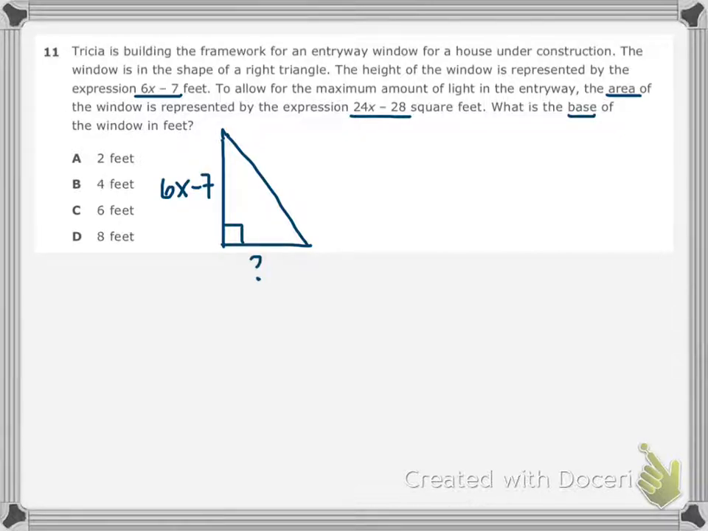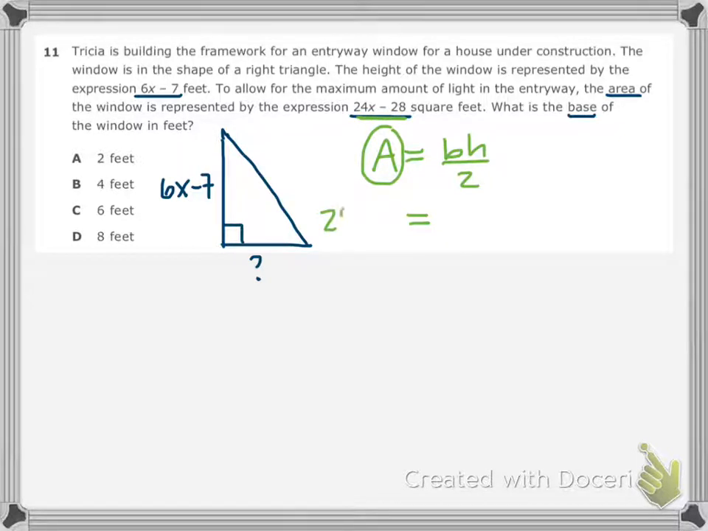So what we need to know for this is we need to understand the formula for area of a triangle. Area of a triangle's formula is base times height divided by 2. The problem is we don't know the base. Now what we do know is we know the area, right? The area is this 24x minus 28.